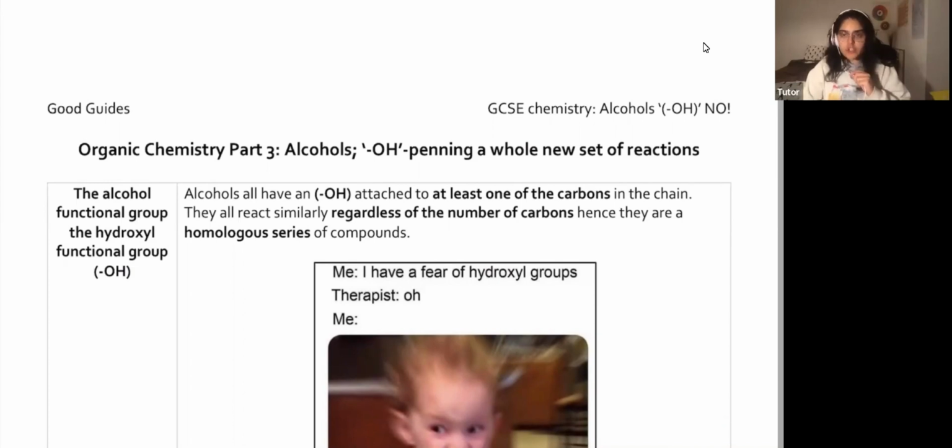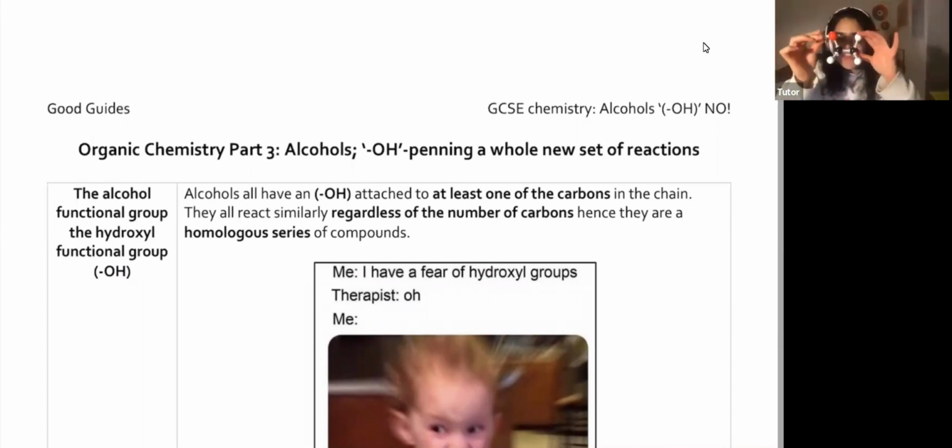We saw in part 2 how we can convert ethene, so we can convert an alkene to an alcohol by basically reacting the alkene with steam and with a catalyst. We can do an addition reaction, which adds a hydrogen to one of the carbons and adds an OH, a hydroxyl group, which is composed of an oxygen and a hydrogen, to the other carbon. And this is sort of what the molecule looks like.